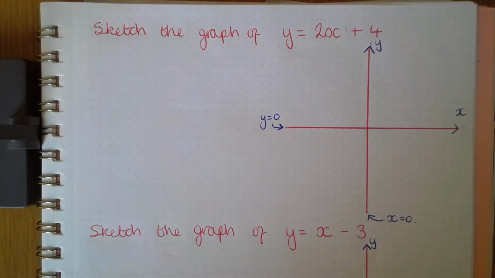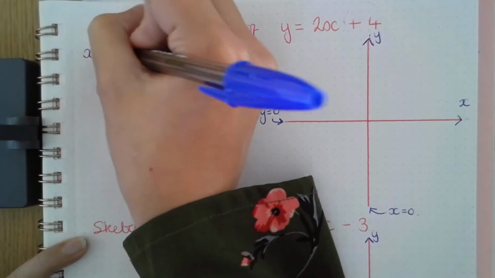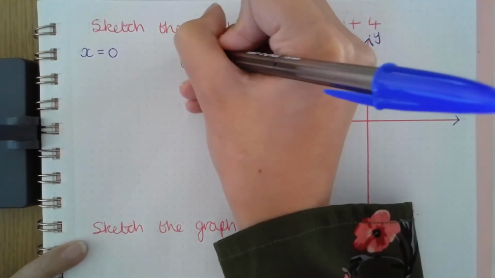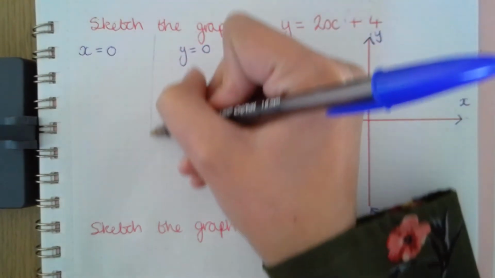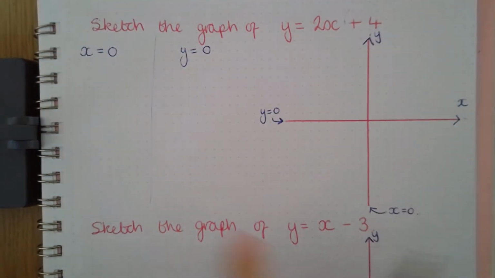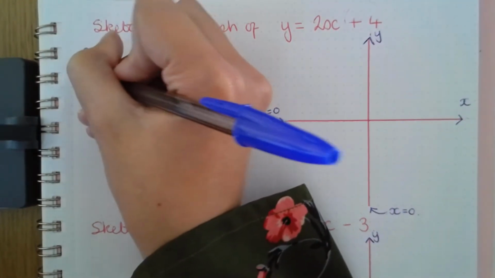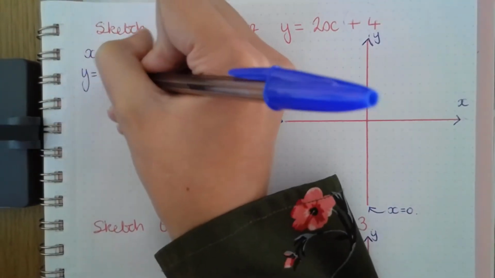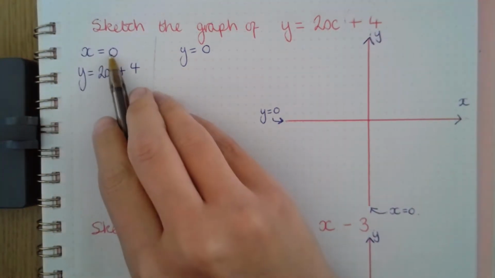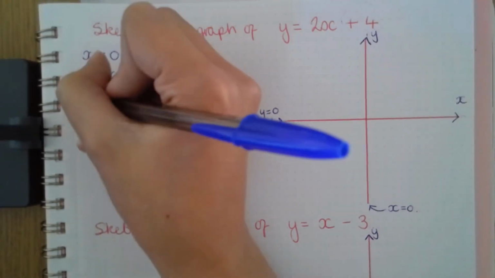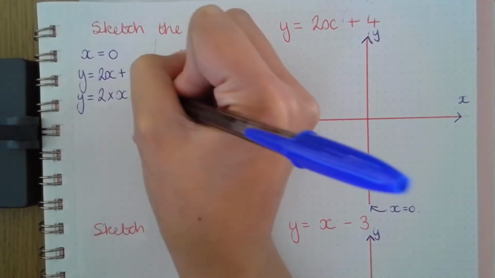So for each of the three questions we're going to go through, you're going to have one section where x is equal to 0 and one section where y is equal to 0. So you can split that down the middle. Where x is equal to 0, I'm going to rewrite the question. y equals 2x plus 4, but x is equal to 0. What does 2x mean? 2x means 2 times x plus 4.